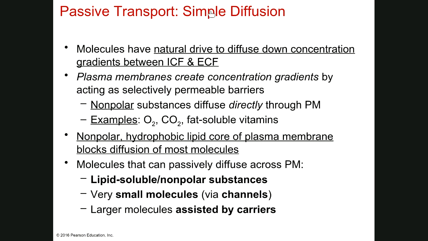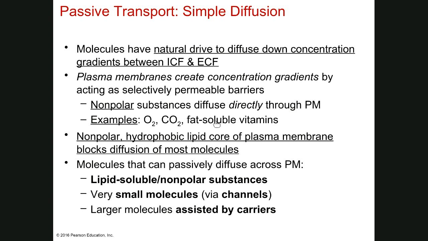They're able to directly pass through the plasma membrane to equal out the concentrations on either side of the membrane. Examples of nonpolar substances that you should know: oxygen and carbon dioxide are nonpolar substances. It's very important for these two gases to be able to easily go in and out of cells. We have to have that ability. You should definitely know these examples; you'll probably have a question about it. Oxygen and carbon dioxide are very important examples of nonpolar substances that use simple diffusion.